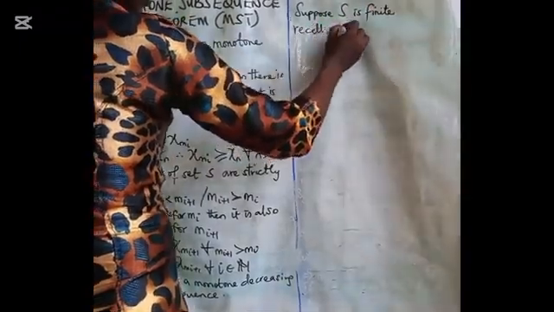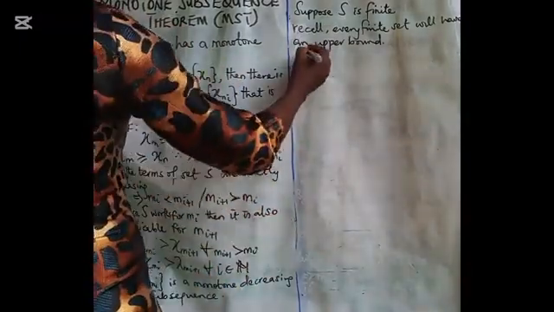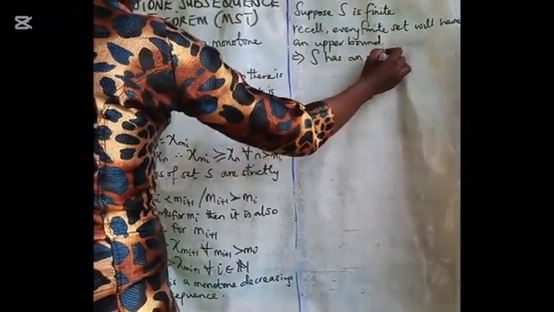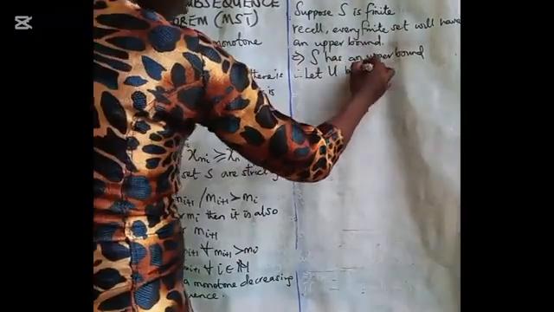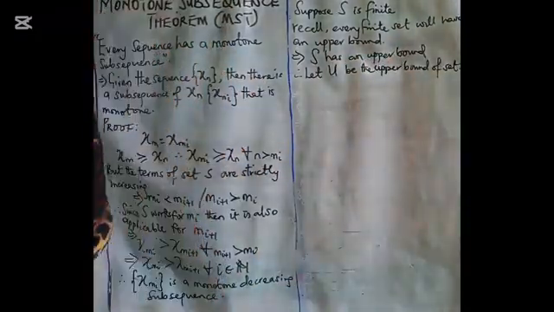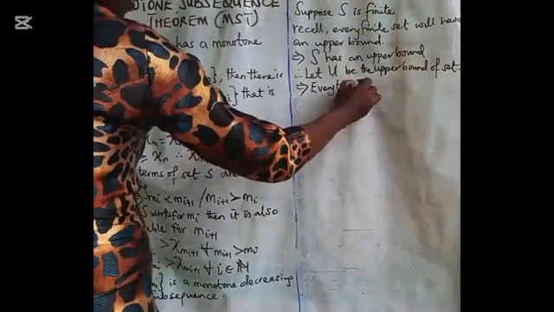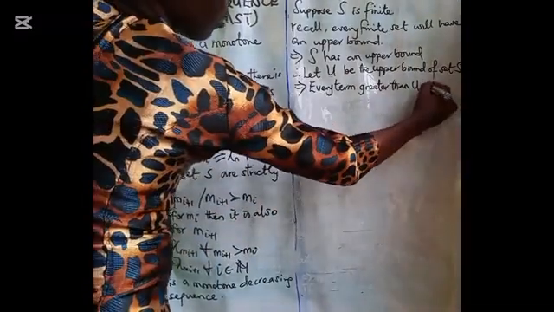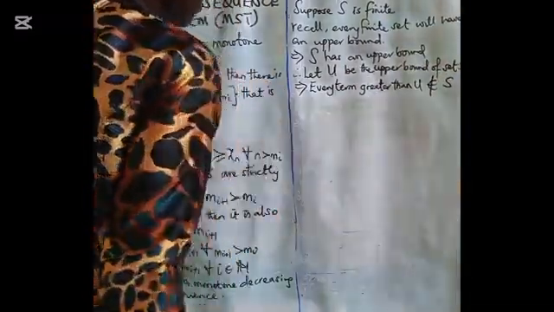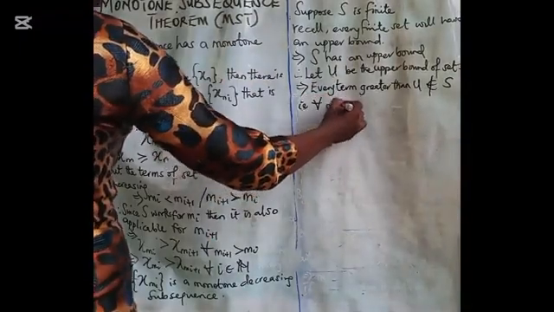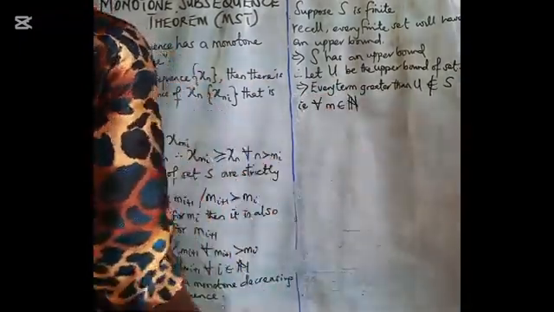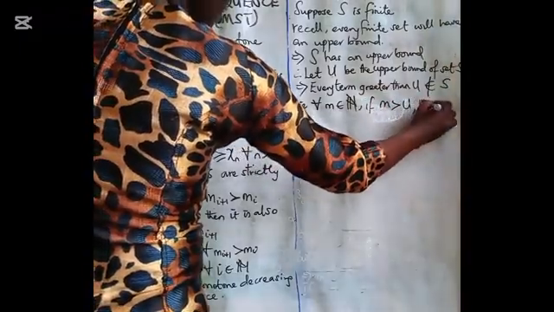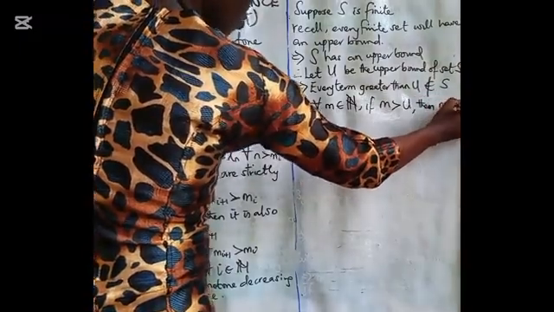Recall that every finite set will have an upper bound. This implies that the set S has an upper bound. Let U be the upper bound of set S. This implies that every term greater than U does not belong to S. That is, for all m belonging to the set of natural numbers, if m is greater than U, then m does not belong to S.